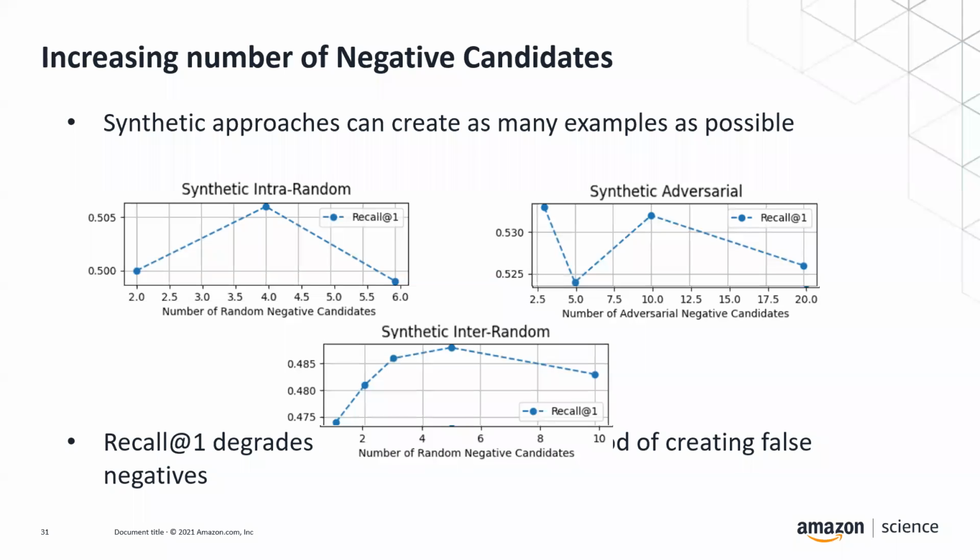Now, one advantage of synthetic approaches is being able to create as many examples as possible. So we took 3 of our synthetic approaches and increased the number of negative candidates and then computed the recall at 1. So here on the x-axis is the number of negative candidates that we generate per turn, and the y-axis is the recall at 1 score. And we see that at some certain point, the recall at 1 scores degrade. My graph is over my text, but basically it can degrade because of the increased likelihood of creating false negatives.